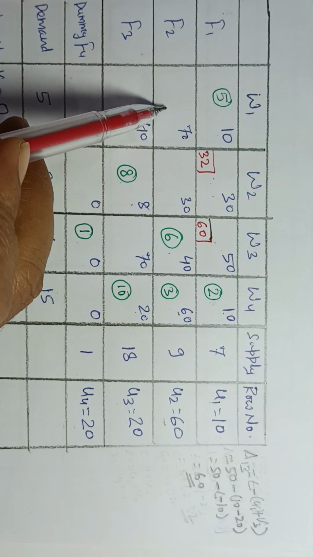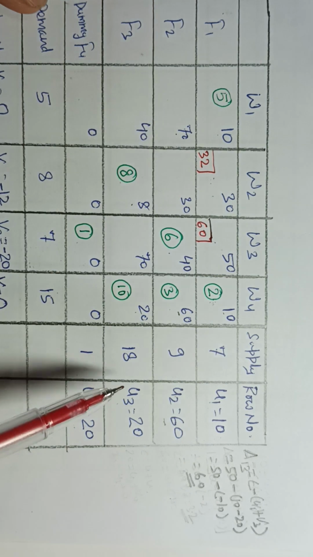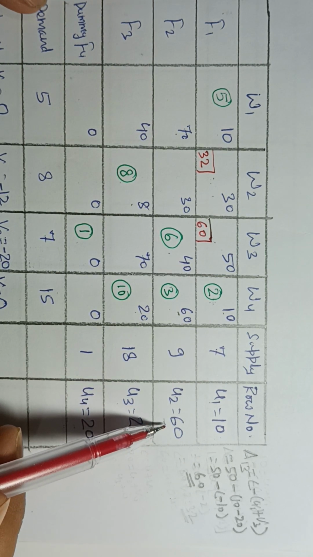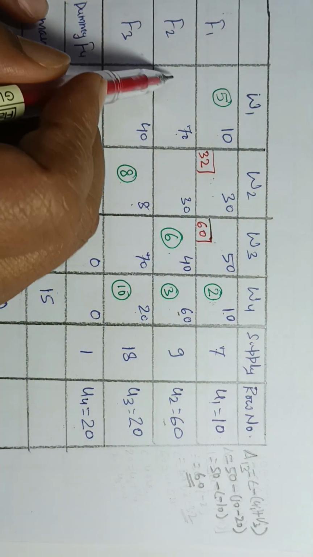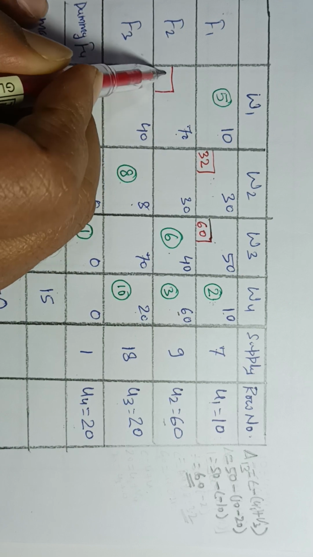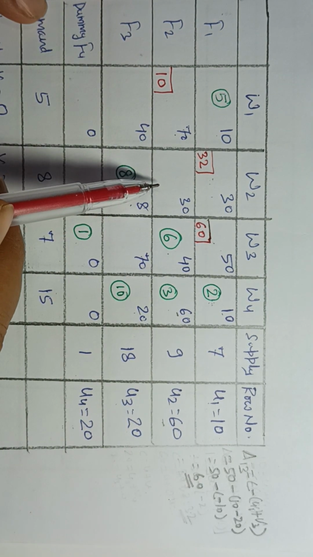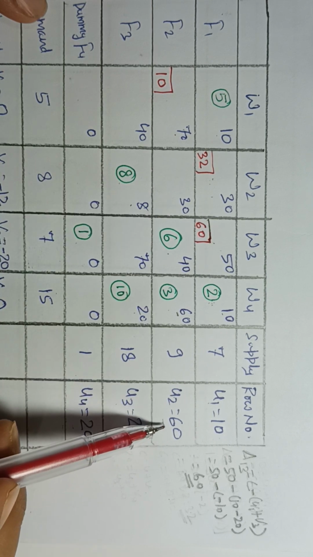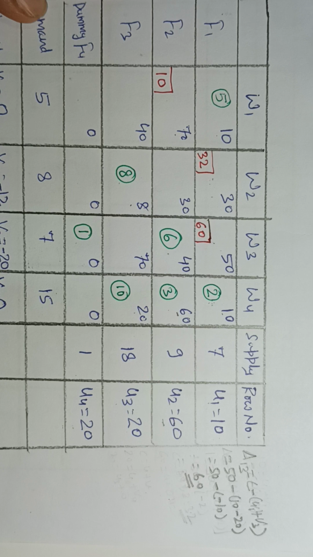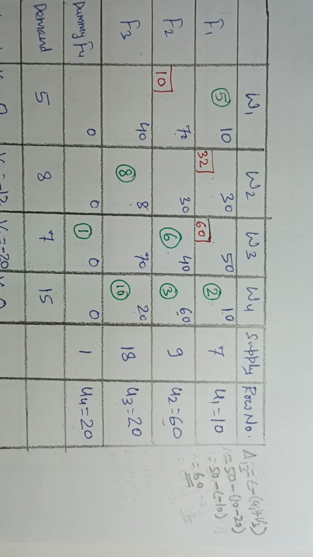Like this I'll calculate the opportunity cost for this cell. So this would be 70 minus 60 plus 0. So here it will be 10. For this one, 30 minus 60 minus 12. So 60 minus 12 would be 48, and 30 minus 48 would be minus 18.